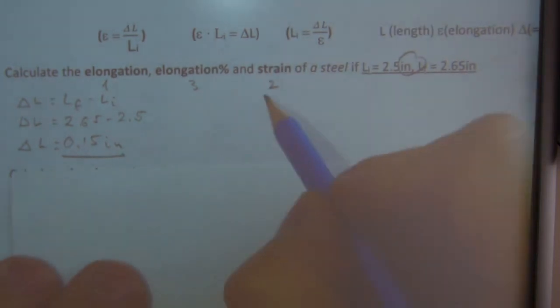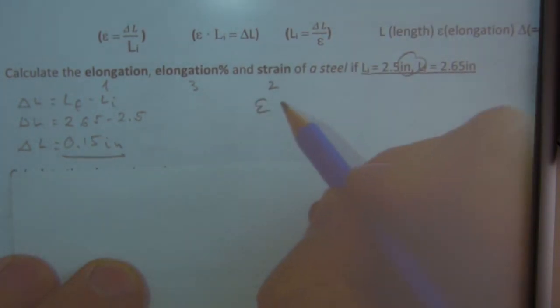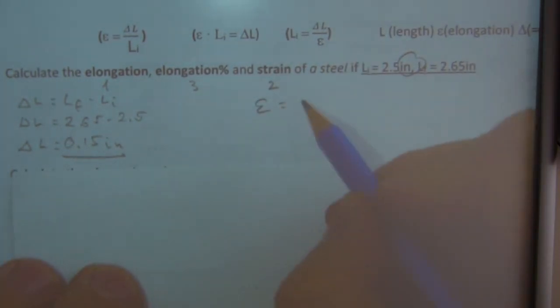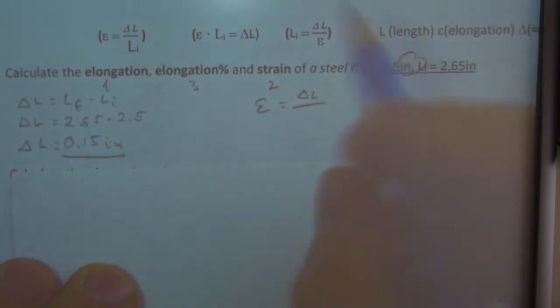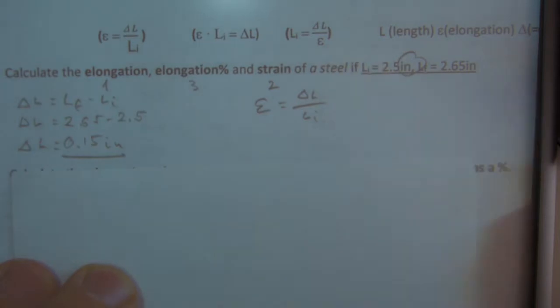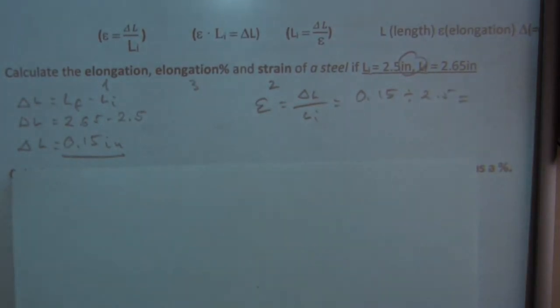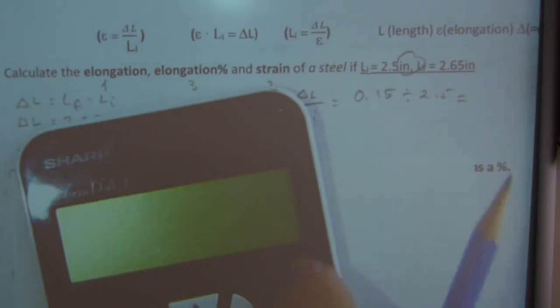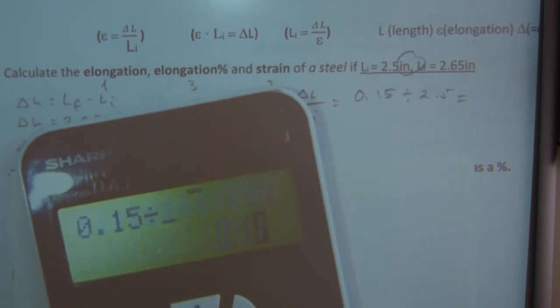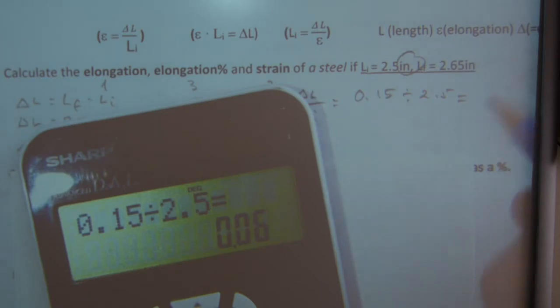Next one is strain. Strain is calculated by dividing elongation with the length initial, or you can just go 0.15 divided by 2.5, which equals, here is the calculator, 0.15 divided by 2.5, 0.06. There.